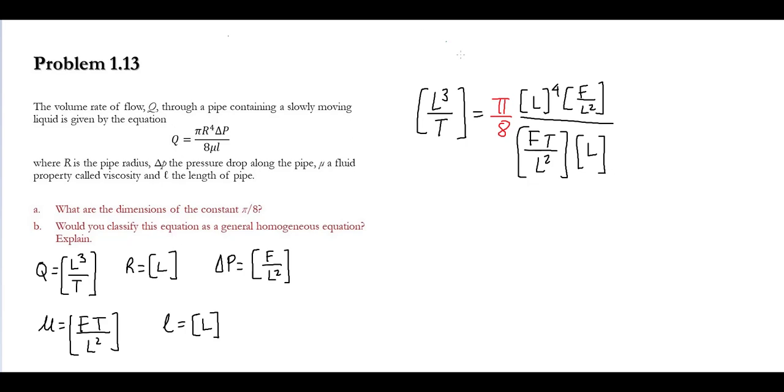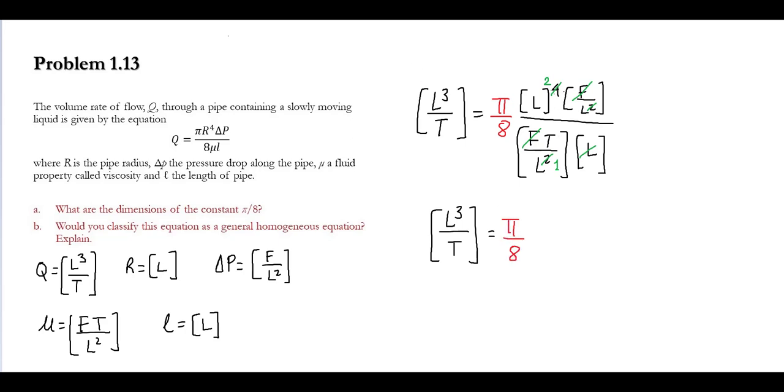Okay, now let's see how things cancel out. Force and force cancel out. L to the fourth divided by L to the second becomes L to the second. And L to the first cancels with this, and this becomes L to the first. So we keep the left side exactly as we had it. So that's what we're looking for, the unit of the constant pi over 8.